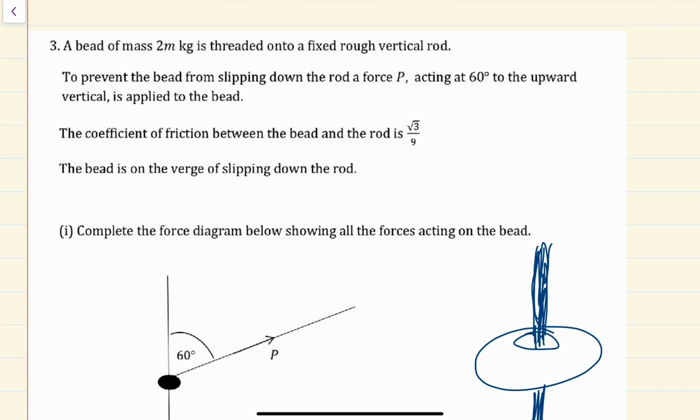But it says here, a bead of mass 2 kilograms is threaded onto a fixed rough vertical rod. To prevent the bead from slipping down the rod, a force P acting at 60 degrees to the upward vertical is applied to the bead. The coefficient of friction between the bead and the rod is √3/9. The bead is on the verge of slipping down the rod. Complete the force diagram below, showing all the forces acting on the bead.